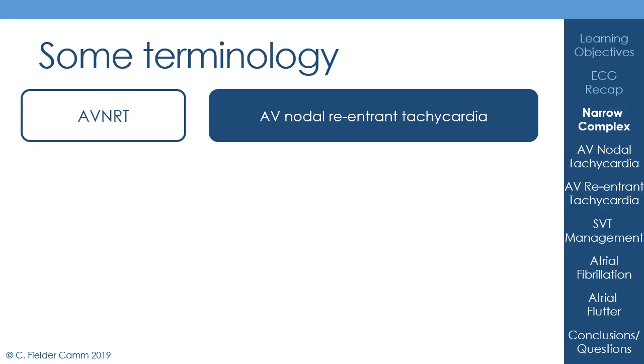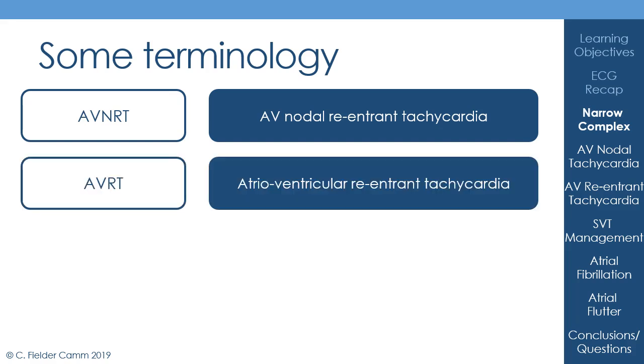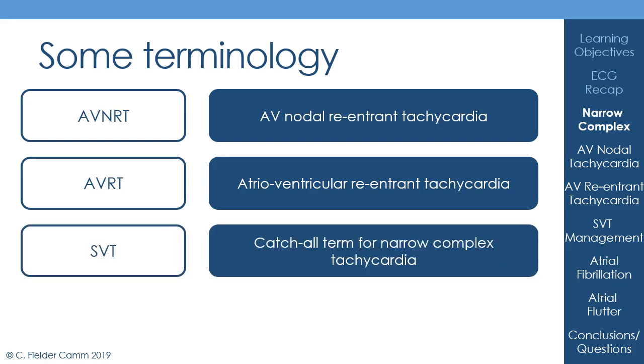So AV-NRT is a term that stands for AV nodal reentrant tachycardia, and that's different from AV-RT, which is atrioventricular reentrant tachycardia. They are often grouped together under the umbrella term SVT, which in reality is a catch-all term for all narrow complex tachycardias. So as we described, narrow complex tachycardias use that normal conducting system. They tend to have an atrial origin, so they are all supraventricular in their origin, so supraventricular tachycardias. But most people, when they say SVT, really mean that it's either AV-NRT or AV-RT.